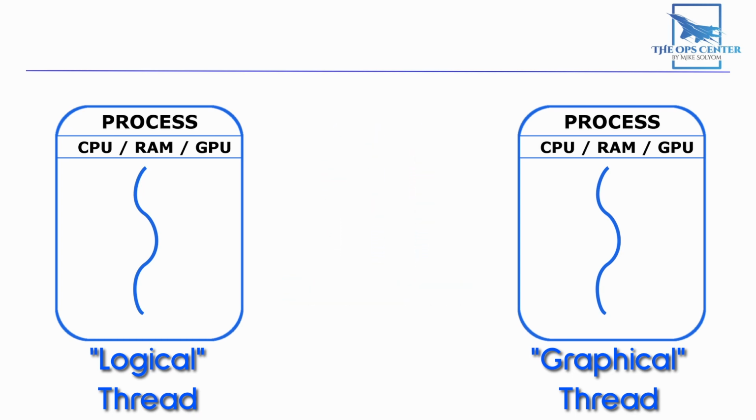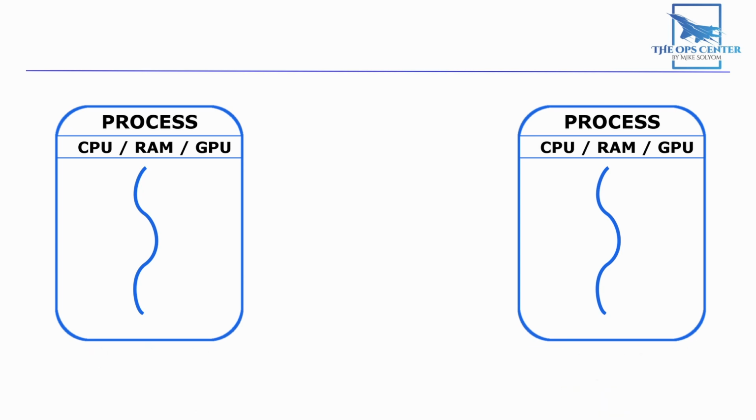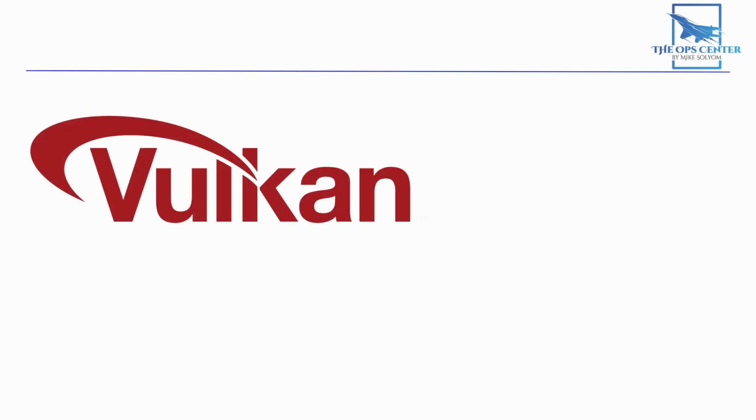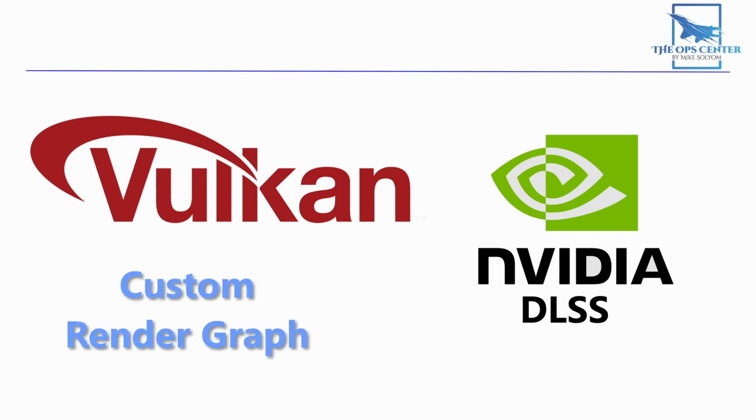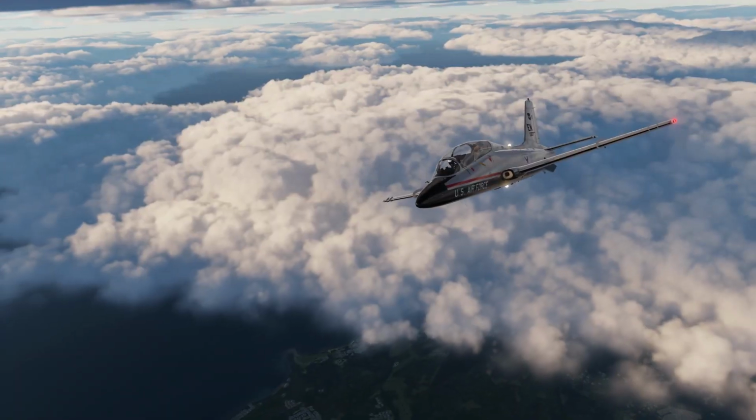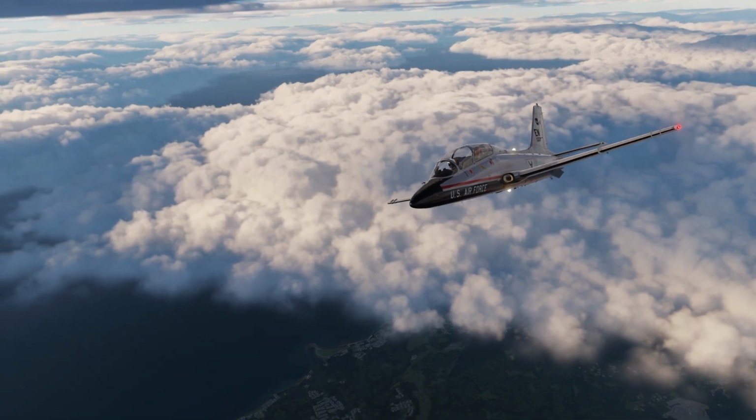But that's not the only change coming to DCS. Technologies like the Vulkan API, DLSS, and a new render graph pipeline will all be adding performance to the game. But we won't know how much of an improvement each of those will bring until everything is released.